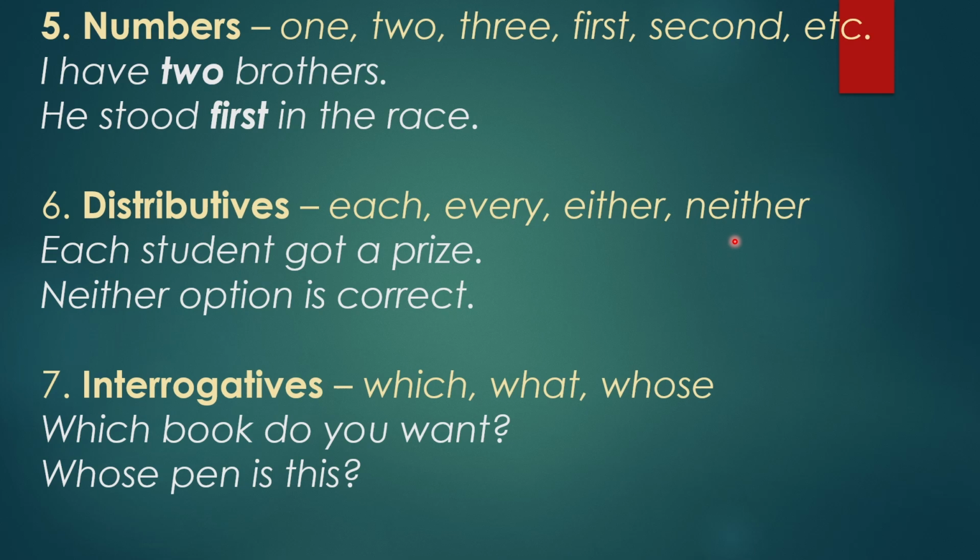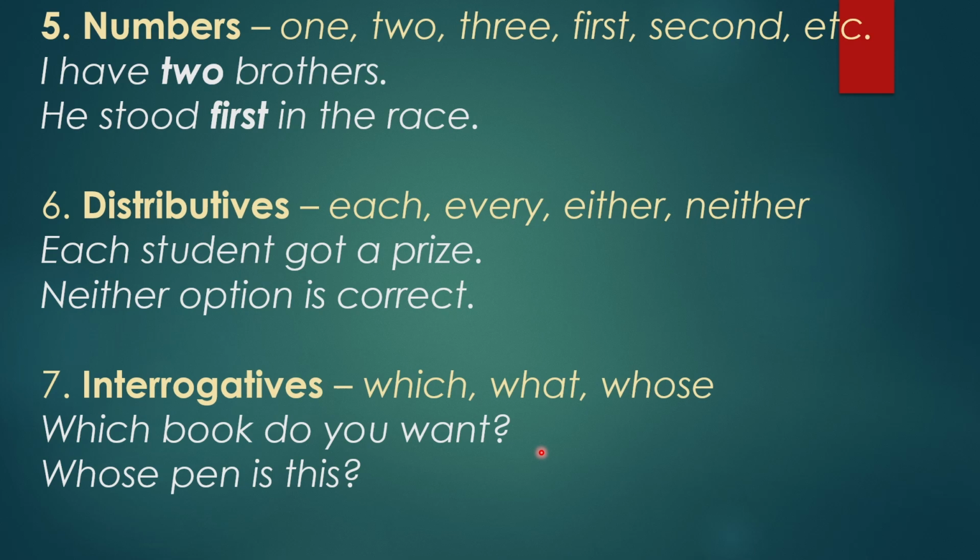Next type is interrogative determiners, like which, what, whose. Which is used to ask about a specific choice or preference. Like here, which book do you want? Which book do you like? Which one do you prefer? Right? Then what is used to ask about the nature or identity of something.